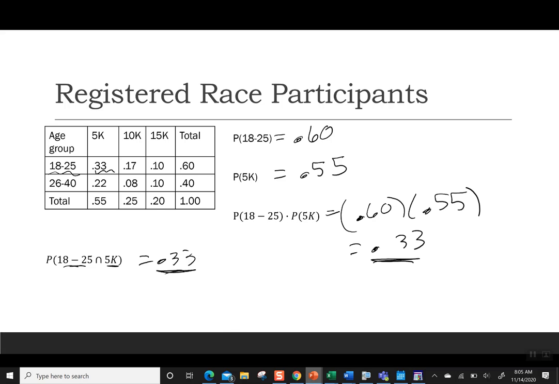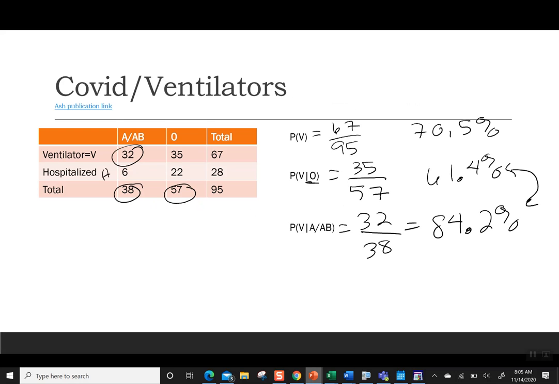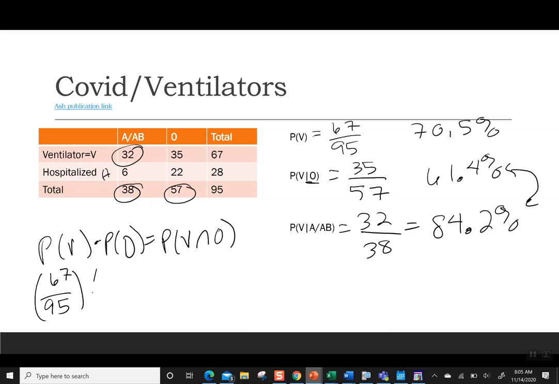This was really forced in this example. I made this happen because I made up these numbers. But in life, if we could go back to something like the COVID and the ventilators and see if I found the same thing between, let's say, the probability of B times the probability of O, if that was the probability of V intersect O, then I would say, oh, there's no relationship between being on a ventilator and having type O blood. We can clearly see here, if we do 67 over 95, that was our ventilator, and then type O blood was 57 over 95.